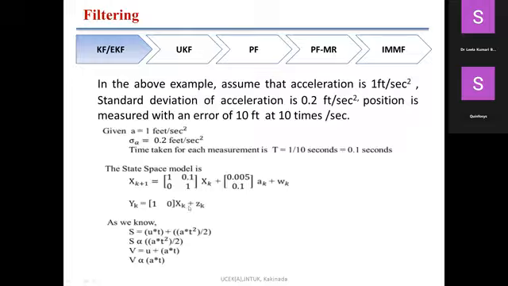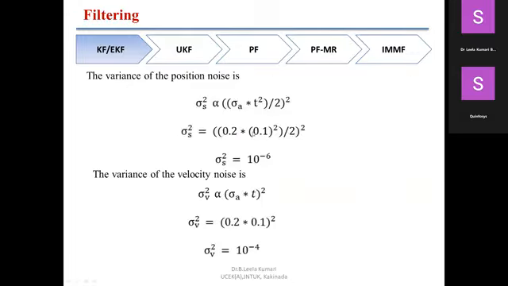Here sigma a is the standard deviation, the noise content, which is given as 0.2 feet per second square. Therefore sigma s square is 10 power minus 6. In a similar fashion, we have the variance of the velocity, sigma v square. So we have calculated the positional noise and the velocity noise. But the covariance between positional noise and velocity noise also has to be calculated, which indicates how errors, that is uncertainties in position, are related to errors in velocity.